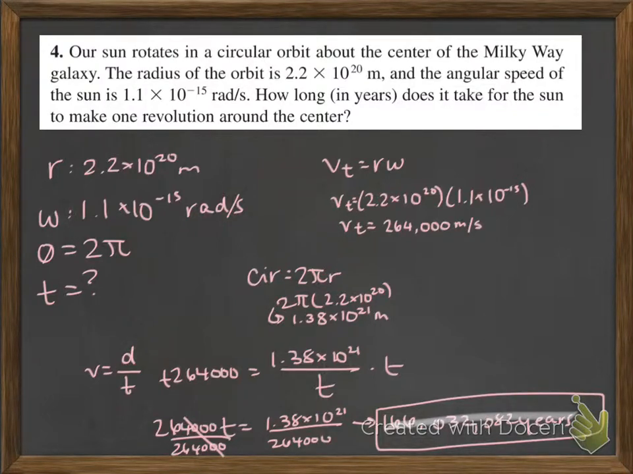So if we already knew, like before, velocity is distance over time, we can use the same thing. We can use the tangential velocity as v. We already know our distance because of the circumference, and we're just looking for time. So everything will end up canceling out, and we would just do 1.38 times 10 to the 21st over 264,000, and it would give you 166,032,082 years.